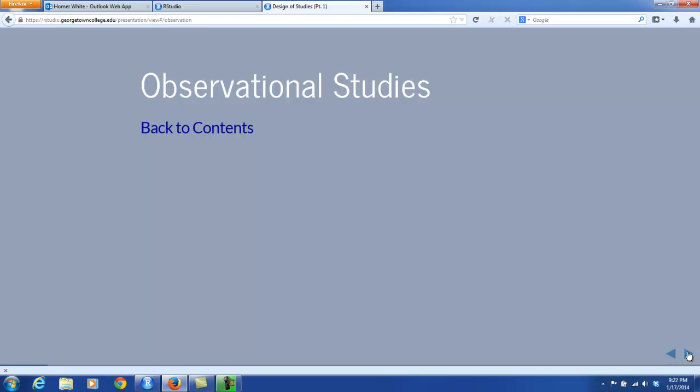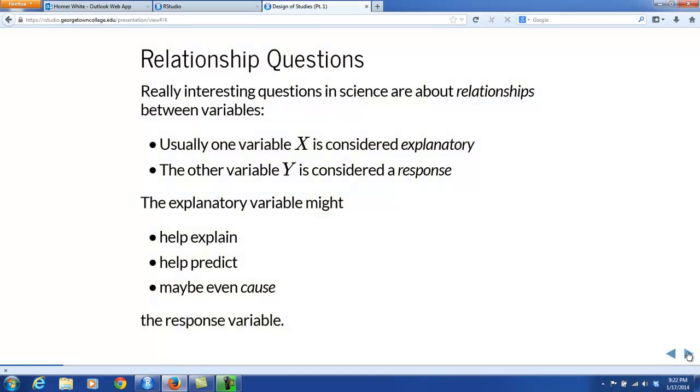So, observational studies. The really interesting questions in science are about relationships between variables. Usually one variable x is considered to be an explanatory variable, and the other variable y is considered a response. This is only a distinction that we make in our minds. It's provisional, and it's also not useful in many studies. But in the kinds of studies that we have in mind here, this distinction is going to be in play.